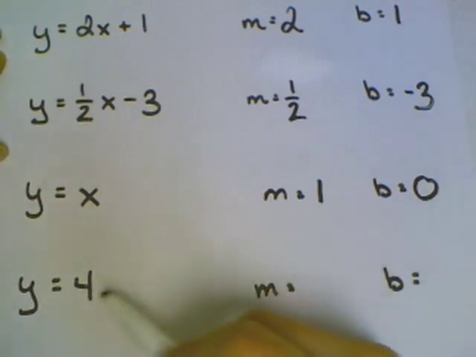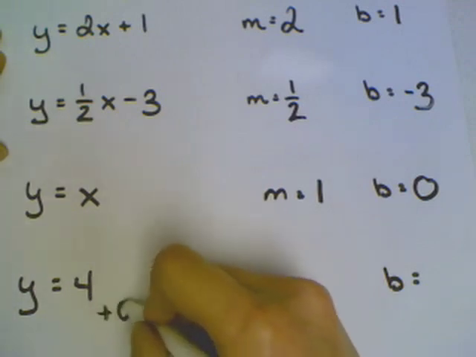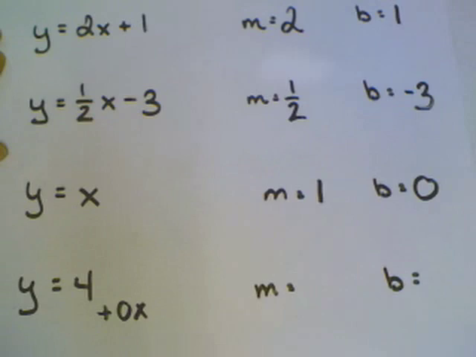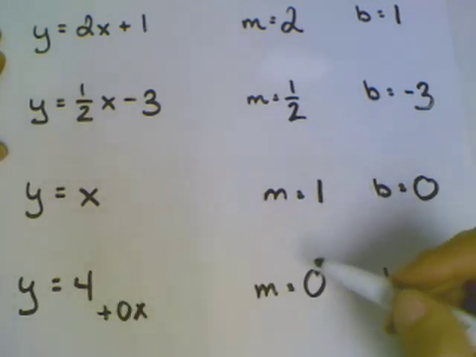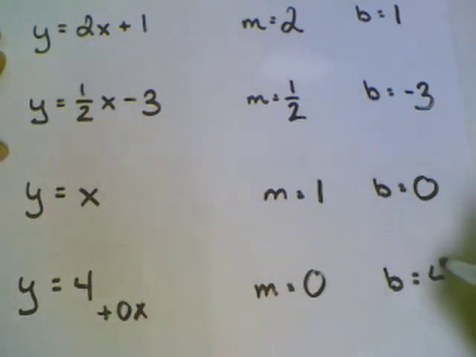This last one, if I'm looking for the slope, what's the number that's in front of x? Well, there isn't an x here. I could imagine that there's one there, for example, like 0 plus 0x. That would make the slope here 0. What's the y-intercept? Well, that's the number being added or subtracted to the x term. So the y-intercept here would be positive 4.